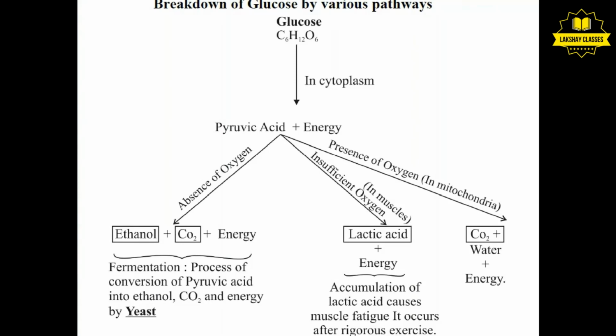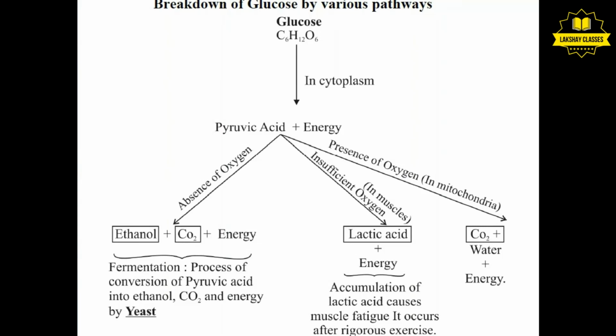So glucose in the cytoplasm is converted into pyruvic acid and energy. This is the same for all three cases: in muscles, in mitochondria, and in yeast. The first step is this only in all three cases, that glucose will be converted into pyruvic acid. One glucose is a 6 carbon atom compound. From one glucose, 2 pyruvic acid will be formed, because pyruvate is a 3 carbon compound.